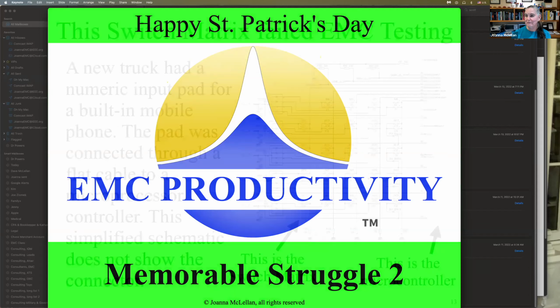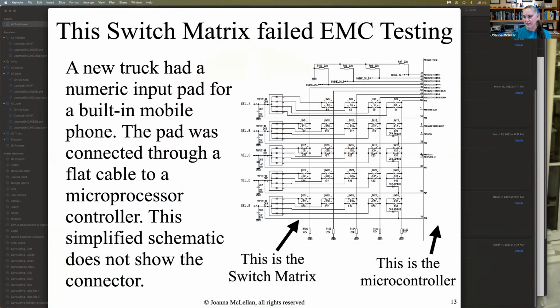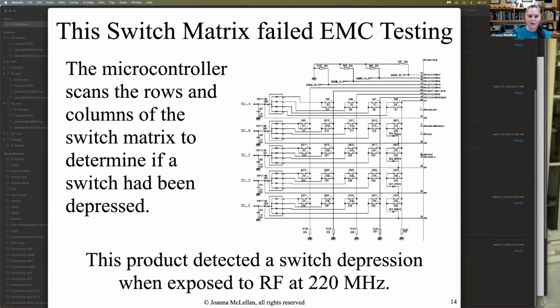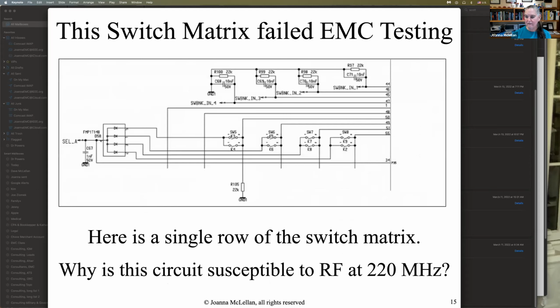Struggle number two. Here we have a switch matrix. It was in a new truck. I won't say which OEM produced this truck, but there was a touchpad that was used for a cell phone embedded within the truck. And it had a problem. It detected RF at 220 megahertz. Okay, way cool. You expose this module to 220 megahertz and the module thinks that a button has been depressed. Why is that?